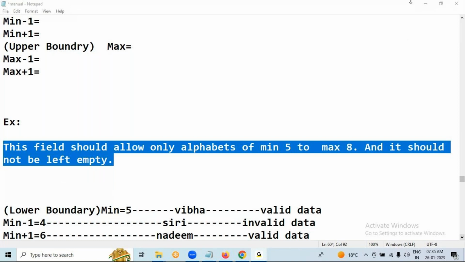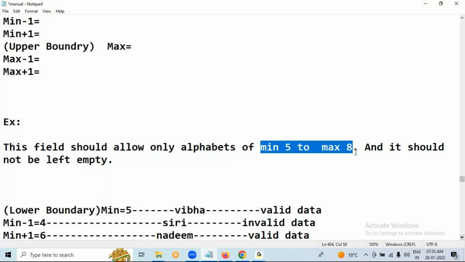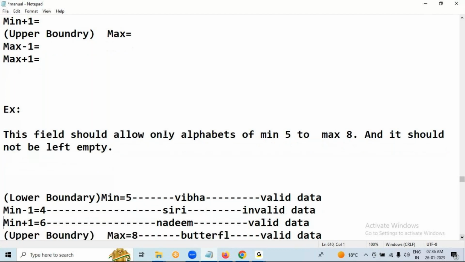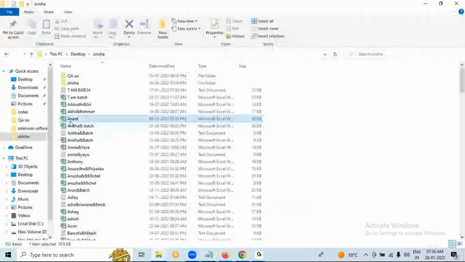See, guys, please observe. The field should allow only alphabets. That is one requirement, right or not? And they provided a range like minimum 5 to maximum 8. That is another requirement. And it should not be left empty. So like that, more than one requirement is there. Then we need to prepare ECP. How are we preparing ECP? Actually, in an Excel sheet we have to prepare ECP, guys. So let's see here.